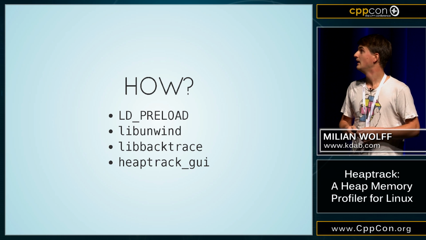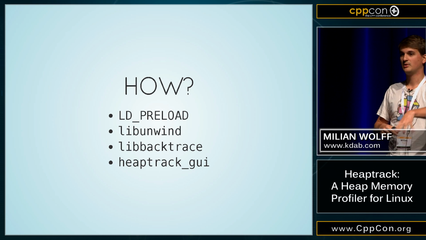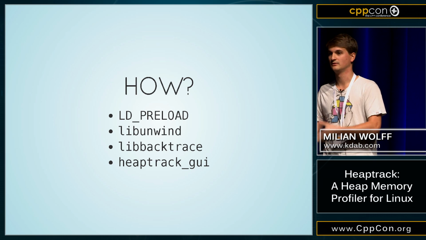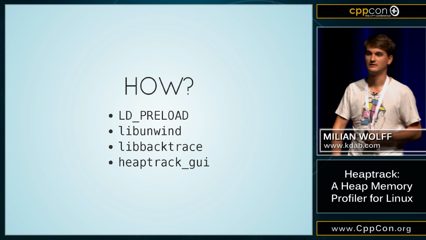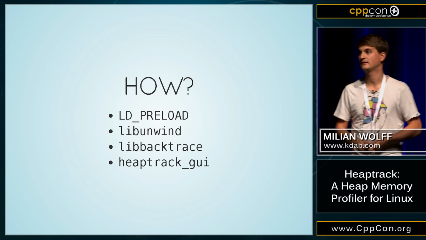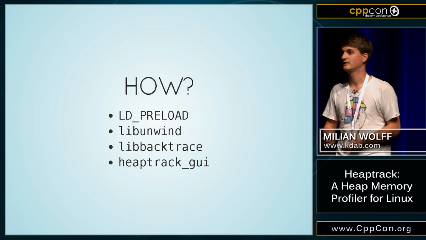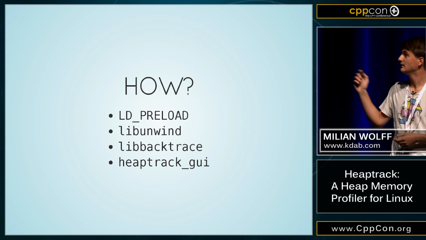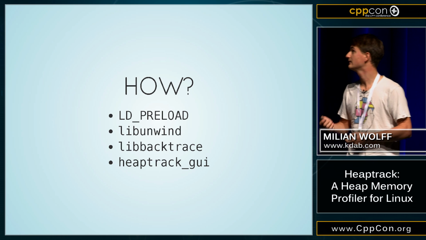Then there is libbacktrace. So libunwind gives me instruction pointers, and libbacktrace I can then use to translate that, basically from the DWARF data, to get function names and line numbers and files and stuff like that. So again, this is not my magic code. This is existing code that I thankfully can use. And then, the Heaptrack GUI is what you use to actually visualize the stuff.